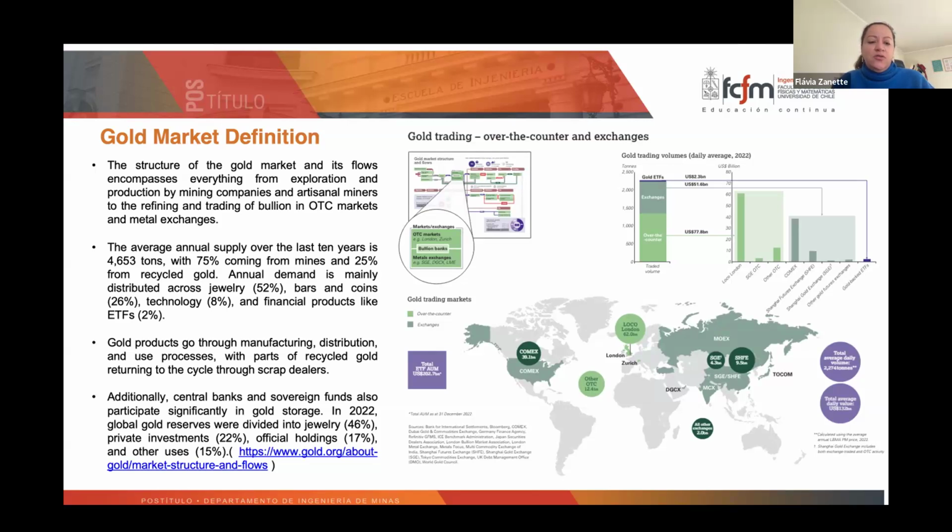Gold products go through manufacturing, distribution, and user process, with parts of recycled gold returning to the cycle through scrap dealers. Additionally, central banks and sovereign funds also participate significantly in gold storage.